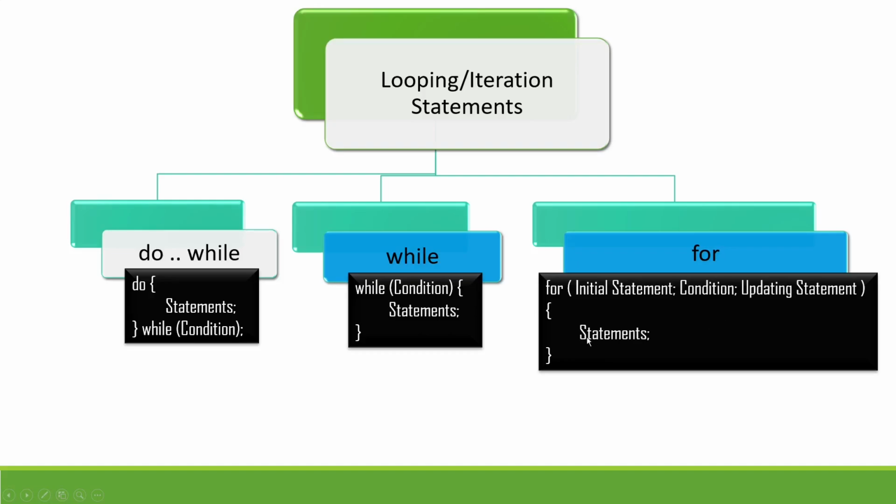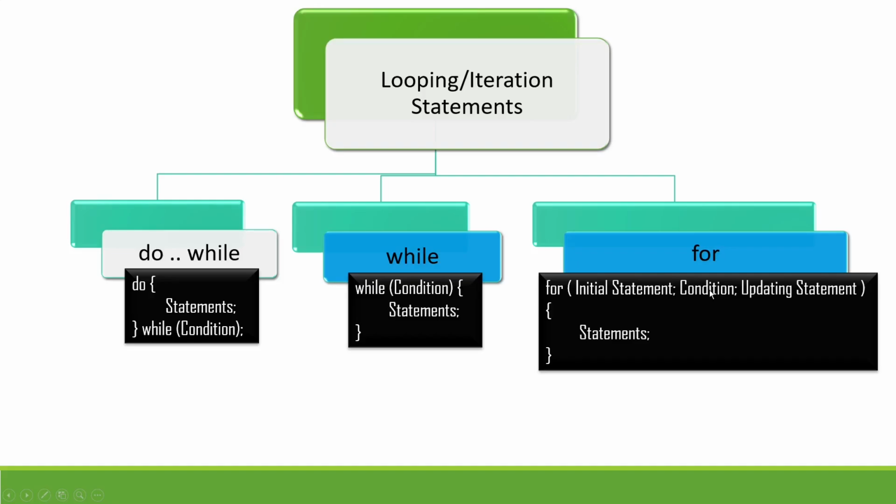Then the for loop. It contains initial statement, condition, updating statement. Three portions are inside the same line itself. First, the initial statement will be executed, which is a variable initialization only. We can declare the variable here like int a equal to 1, or if a is already declared outside like int a semicolon, then in initial statement we can just give a equal to 1. Of course, we can give multiple initialization statements using the comma operator.